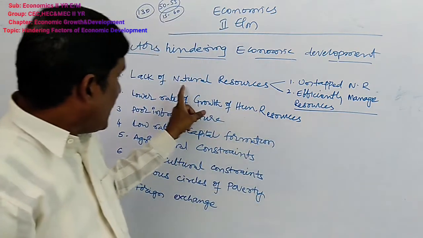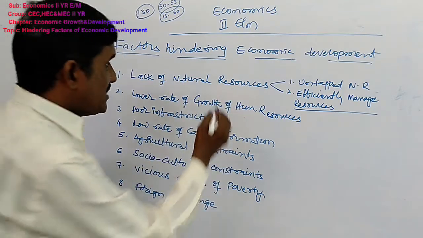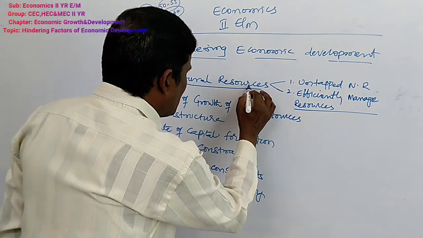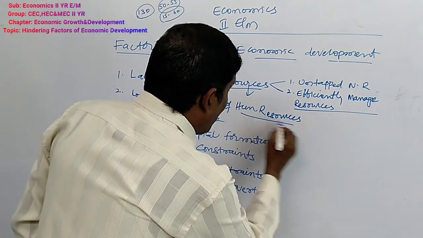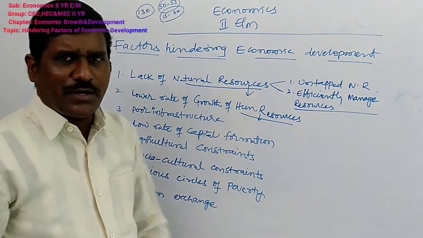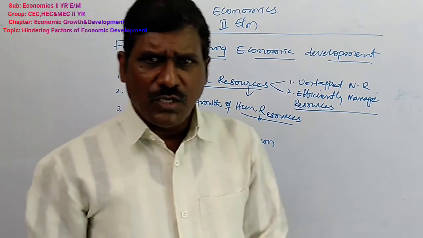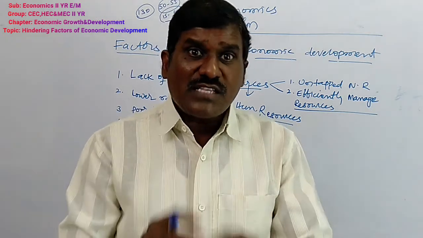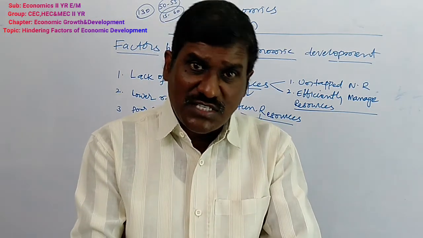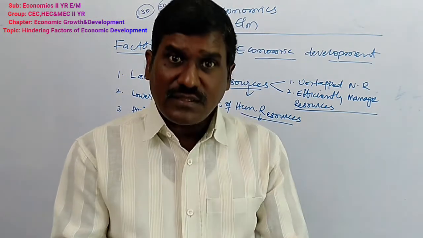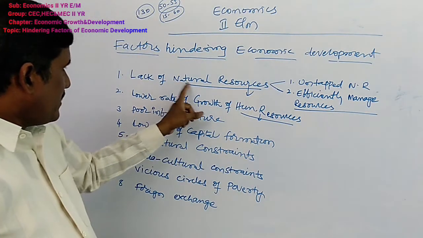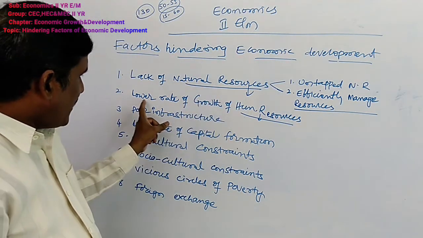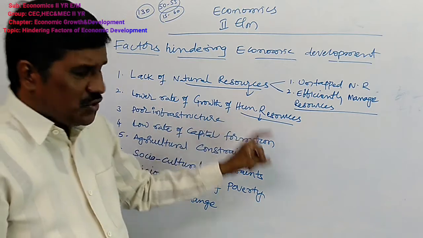The first cause is lack of proper utilization of natural resources. The second one is not proper utilization of human resources. These two are very, very important for economic development. So the countries which can utilize natural resources and human resources at the optimum level will be developed automatically. Here, there is lack of natural resources and a lower rate of growth of human resources.